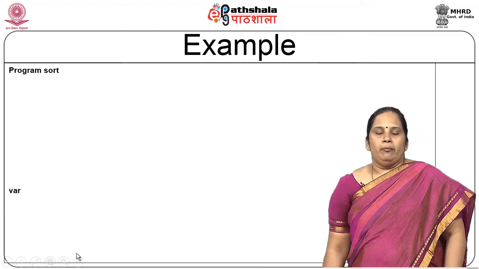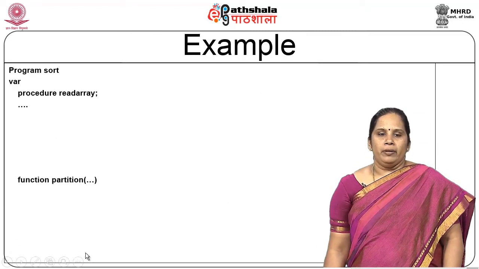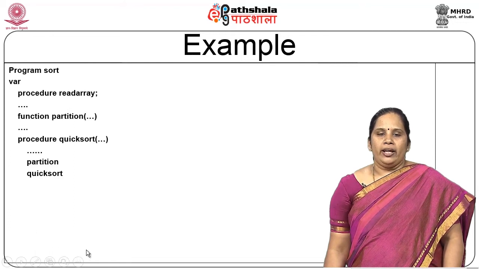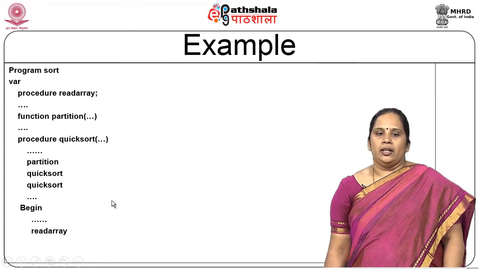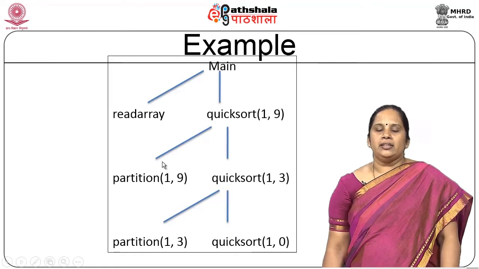Let us take this example. It is a sorting example, a quicksort example. So you read an array, you call the function partition, and then you call the procedure quicksort, and inside quicksort again partition is called, and then you have two calls to quicksort. These are recursive calls to quicksort.